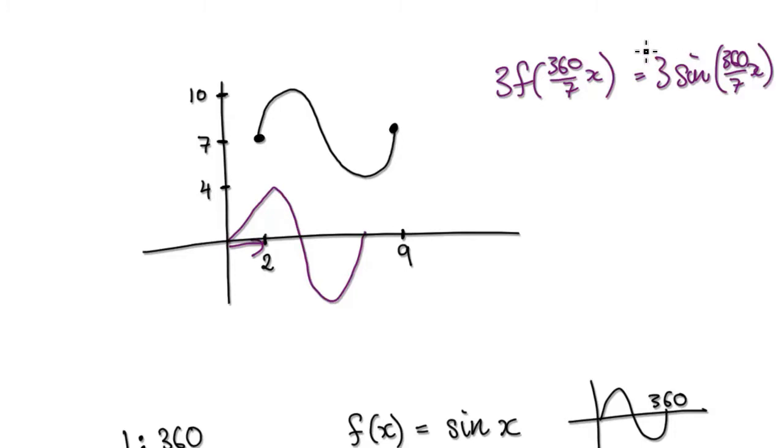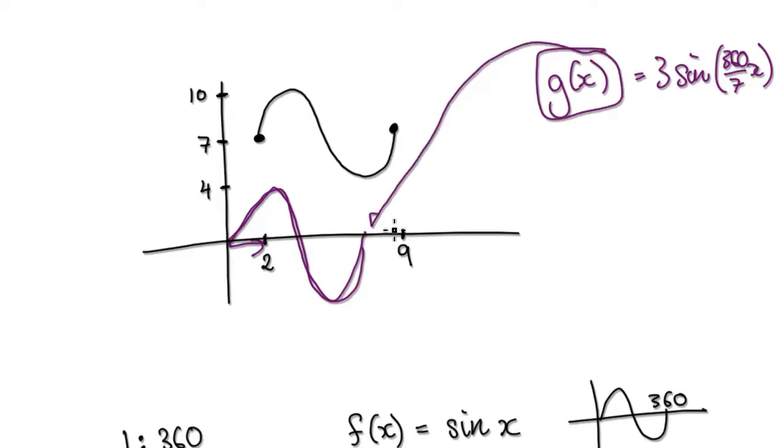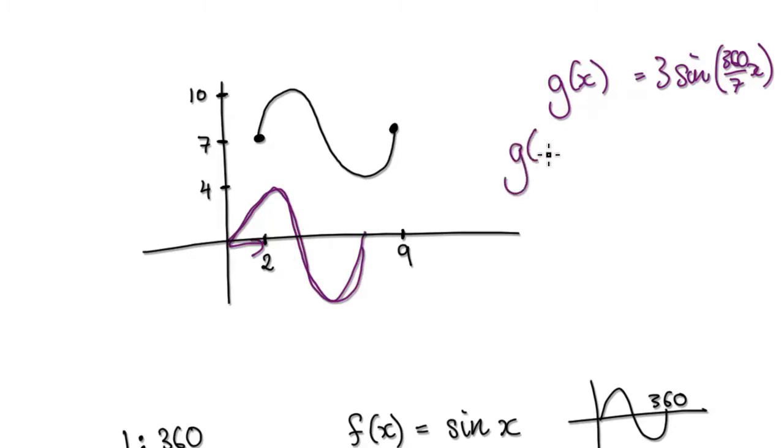Let's give this a new name. Let's call the whole thing g of x. It's a new function, just a new name for this graph at the moment. We want to move it across by 2, so we need to make this transformation, minus 2. This transformation will move everything across by 2 towards the right.